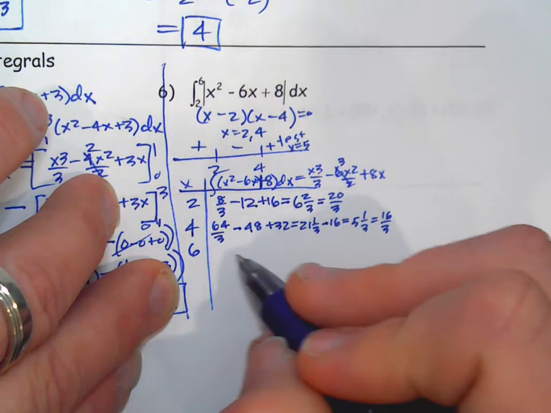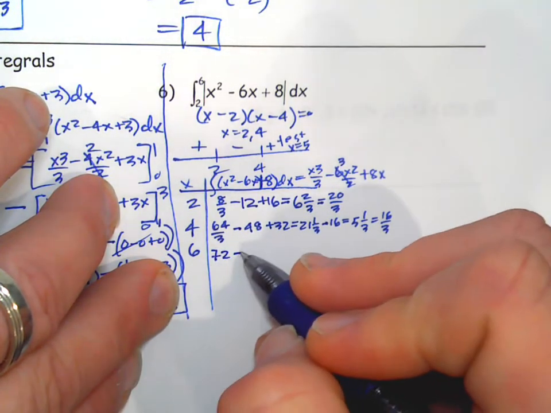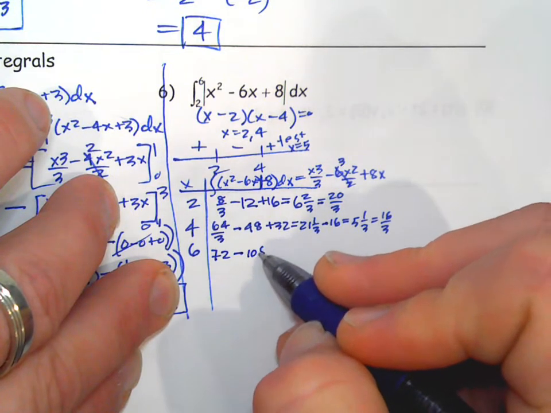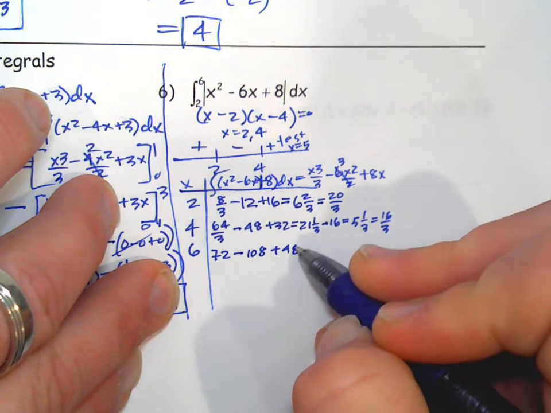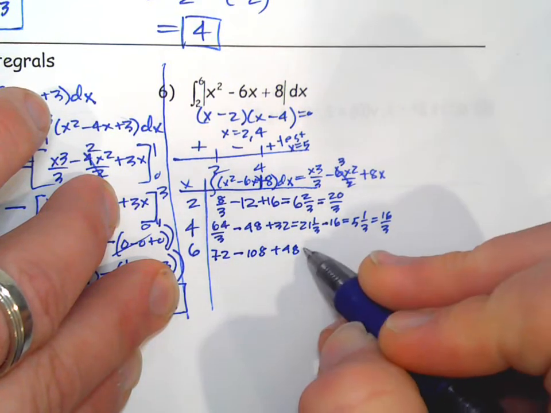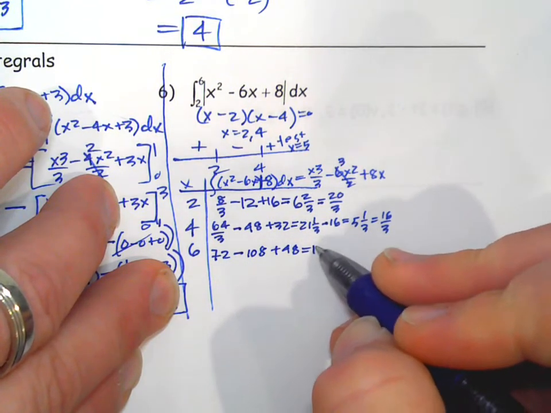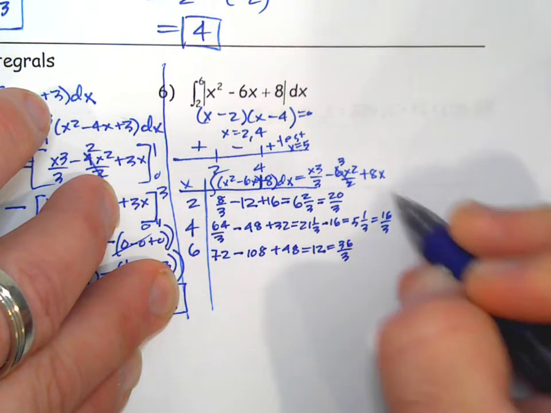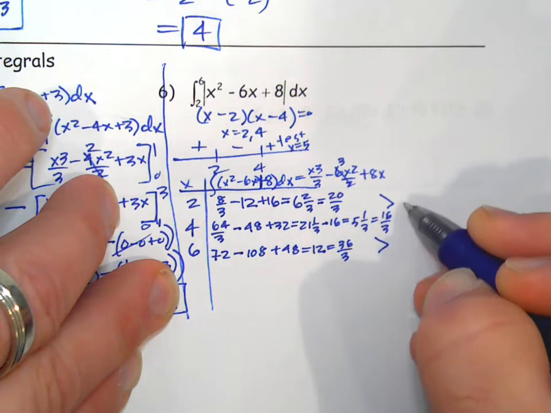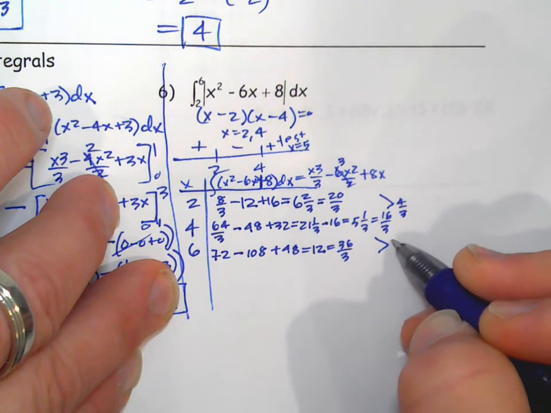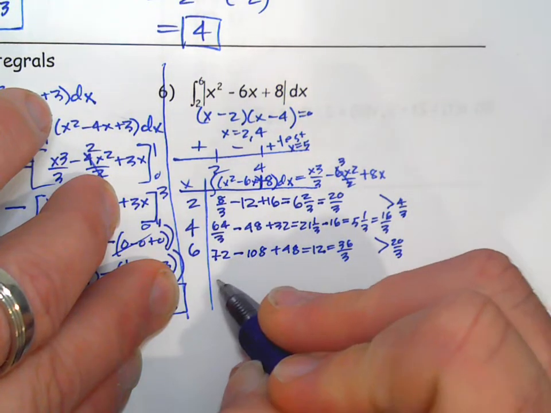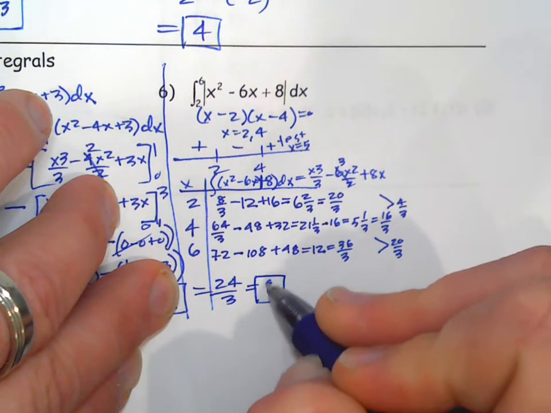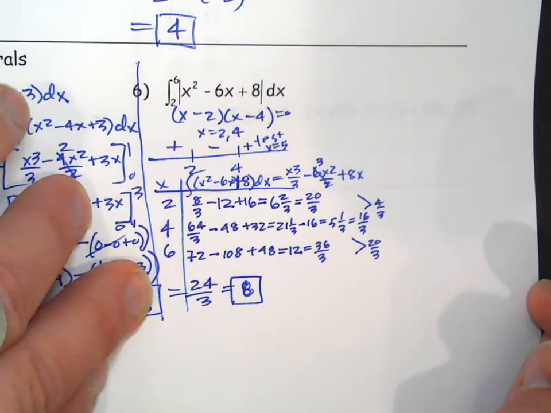Okay, you plug 6 in. You're going to get 72 minus 3 times 36 is 108 plus 48. So that's going to be 12, or 36/3. And then we're going to find the distance between these. So that's going to be 4/3 and that's going to be 20/3. So it's a total of 24/3, which is 8. So that's the new little streamlined technique.